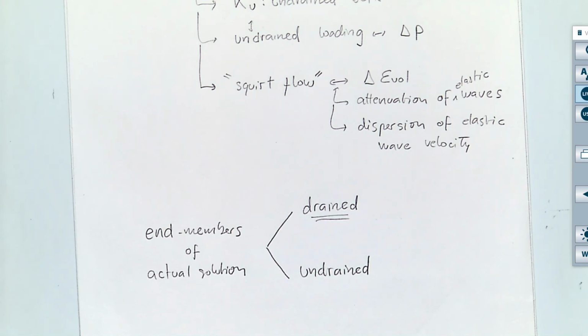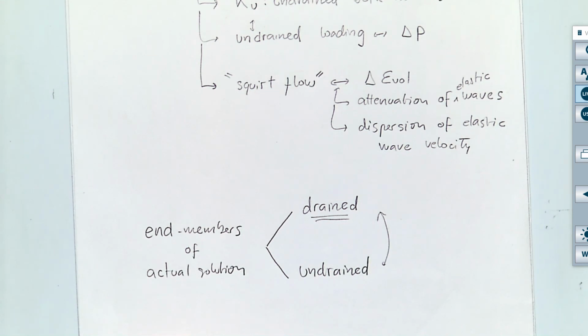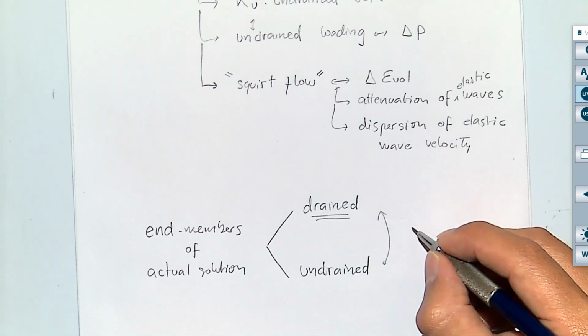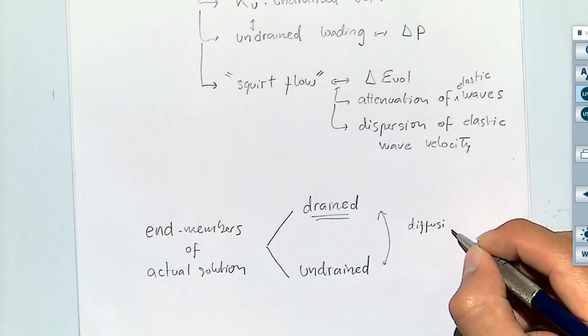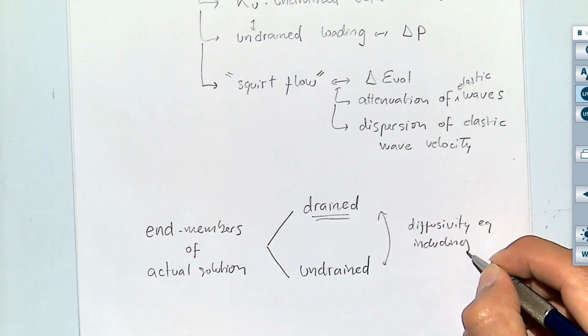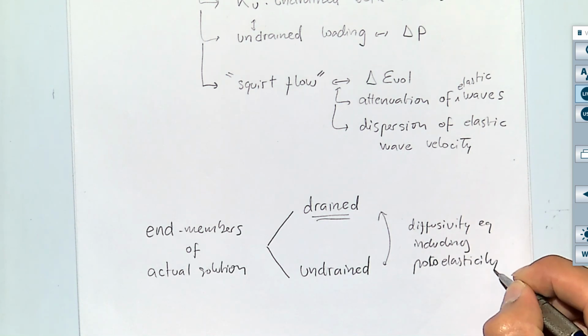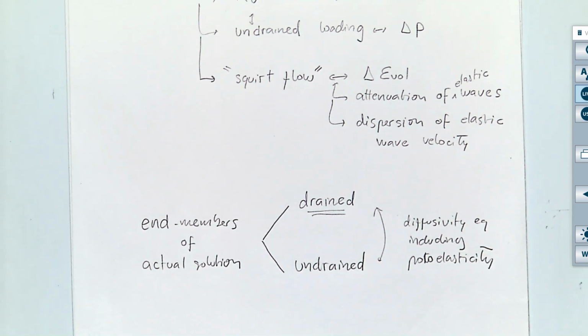And if we want to look for the actual solution of that problem, we'll have to use something in between these end-member solutions, in between undrained and drained, and that's going to be the diffusivity equation, including poroelasticity. And basically, this one is going to tell us what are the strains and pore pressure as a function of time when we apply a certain external loading. So, before we go through the drained part, and then we'll talk about the undrained part. All right?